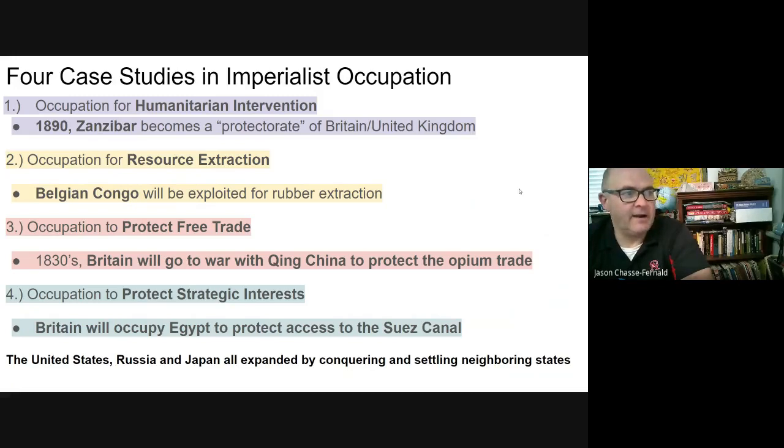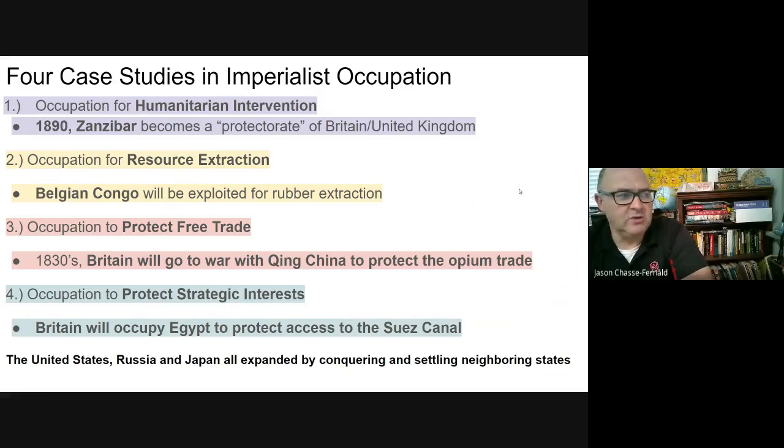So one example is the occupation for humanitarian intervention. Right. So Zanzibar is taken over. It becomes a protectorate, at least for about 25 years, and then eventually it goes under direct rule in the 1910s. And the justification for this was to abolish slavery. A second reason used, so another category of analysis for imperialism, would be occupation for resource extraction, and we're going to see this in the Belgian Congo, initially for ivory, and then eventually for rubber extraction.